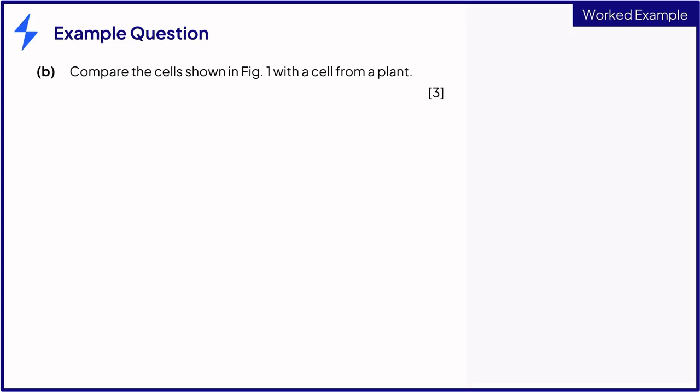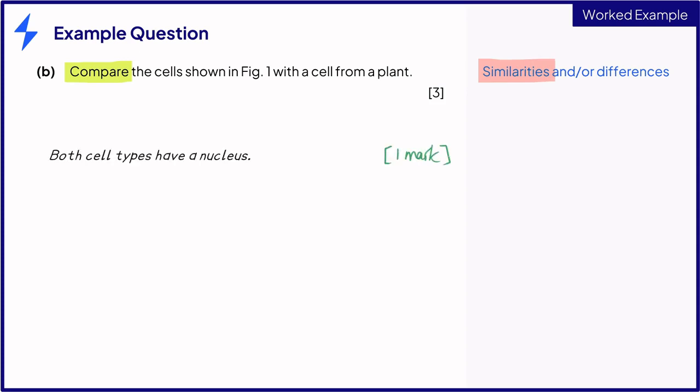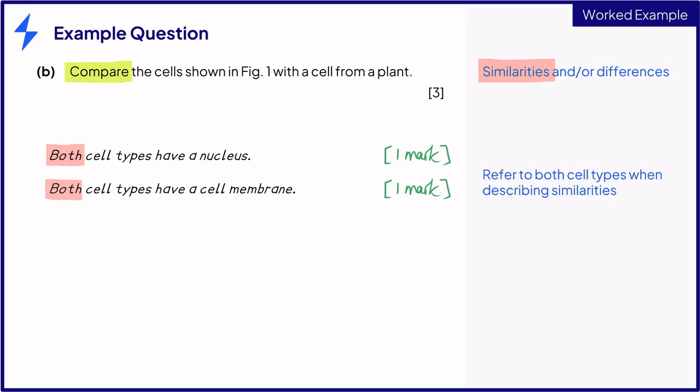In part B, the command word is compare, meaning that we need to consider similarities and/or differences between these cheek cells and plant cells. Let's start with similarities. There are five that we could choose from, but it's only a 3-mark question, so we need a maximum of 2. Let's say both cell types have a nucleus and both cell types have a cell membrane. The use of the word both here shows that we are including both cell types in our comparison.